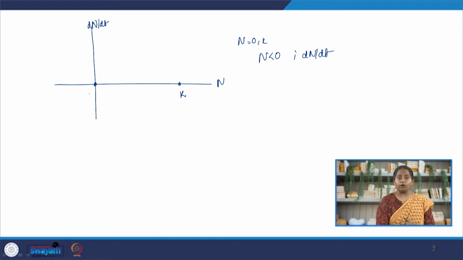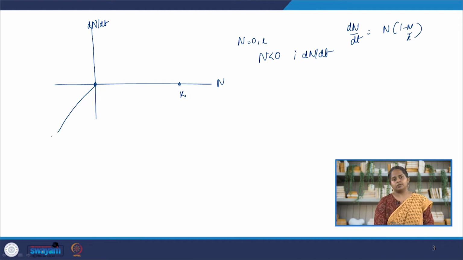So the plot that we will draw in this graph for the logistic equation, which is dN/dt equals N times (1 minus N by K), will be negative on the left side of 0. Now, please pay attention, notice that I am making sure that the trajectory intersects the x-axis at N equal to 0. The reason is that at N equal to 0, dN/dt is 0.